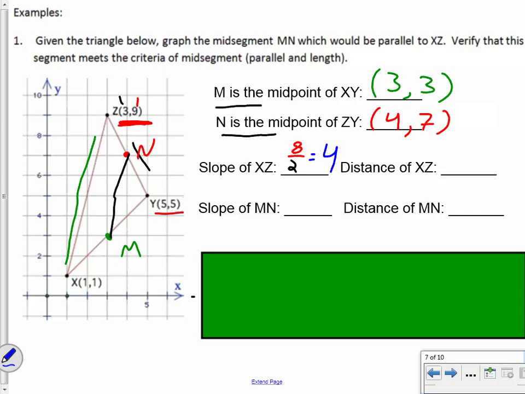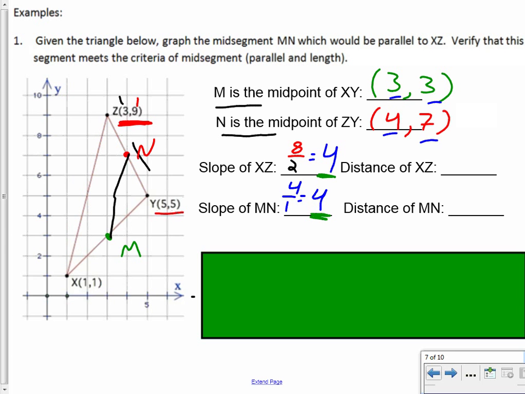So n was at 4, 7. We're going down to 3, 3. So 7 minus 3 is 4, over 4 minus 3 is 1. And again, we can reduce that: 4 over 1 is 4. So in that case, we can see they have the same exact slope. And if they have the same slope, they have to be parallel. So at this point, we've proven that they are in fact parallel. We know that for sure.